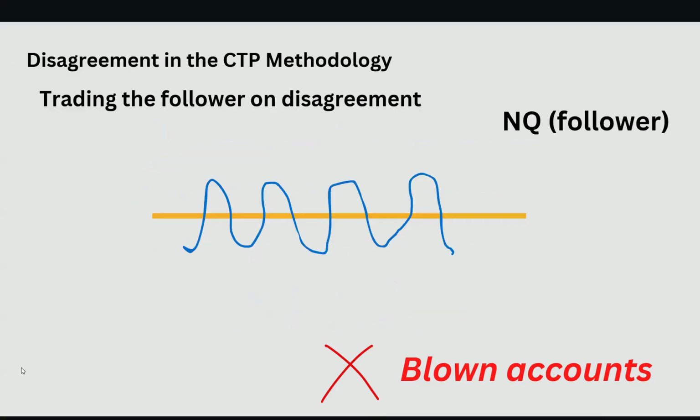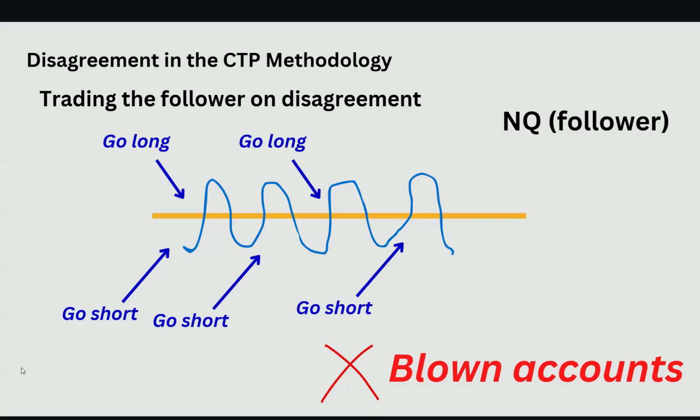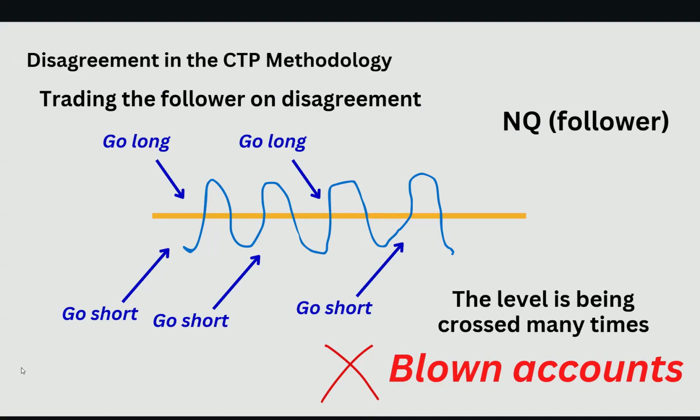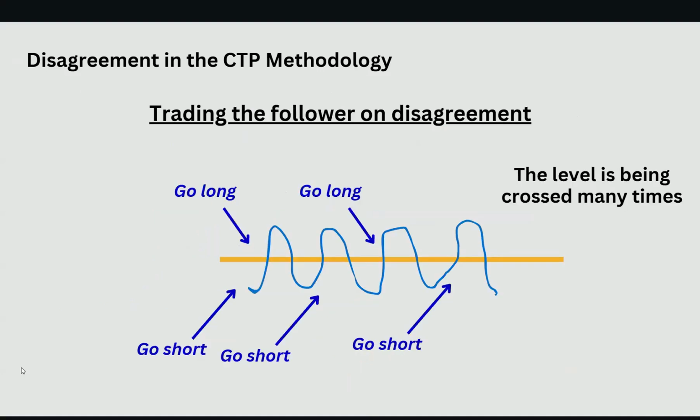Because let's say we trade NQ, which is the follower here on the CTP setup. So you'd go short here, right? Since it's a resistance for NQ, but then it broke. Resistance turns into support, so you go long here, then it broke again, so you short again, and again, and again. Accounts get blown because the level is being crossed so many times.